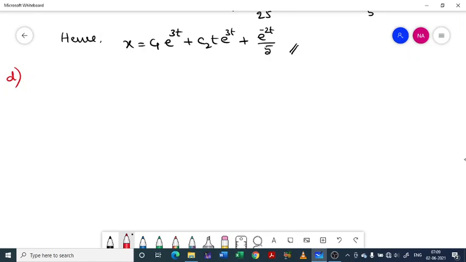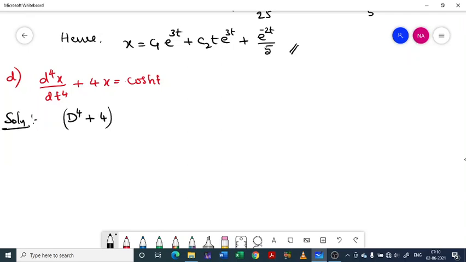Let us consider problem D: d⁴x/dt⁴ + 4x = cosh t. Solution. This can be written as (D⁴ + 4)x = cosh t, that is (eᵗ + e⁻ᵗ)/2, where D stands for d/dt.